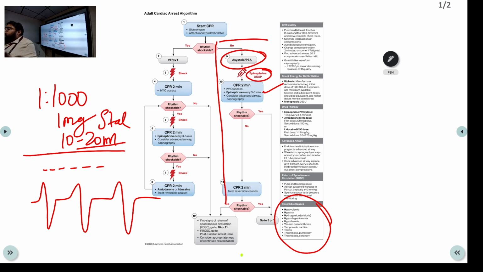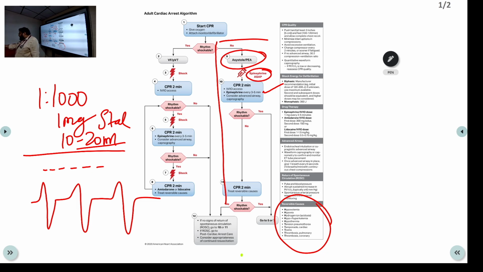After 2 minutes, suppose I am giving an option that you are seeing some organized rhythm, but there is no palpable pulse. What will you do? Initially it was an asystole, so you started compressions, and 2 minutes are over. Now when you connect to the defibrillator, you see some organized rhythm, but there is no palpable pulse. So what is it? It is PEA, pulseless electrical activity. So for PEA, what should you do? Continue CPR.